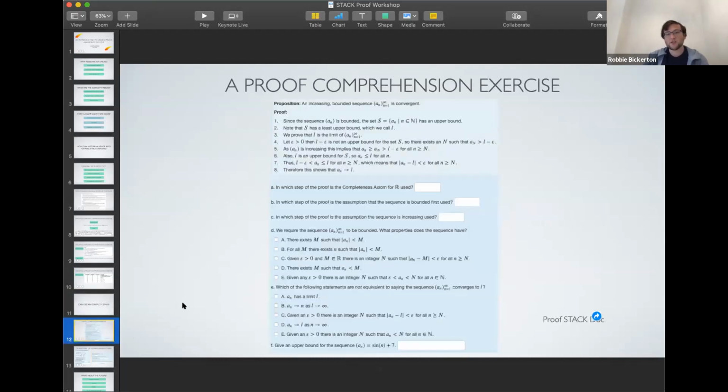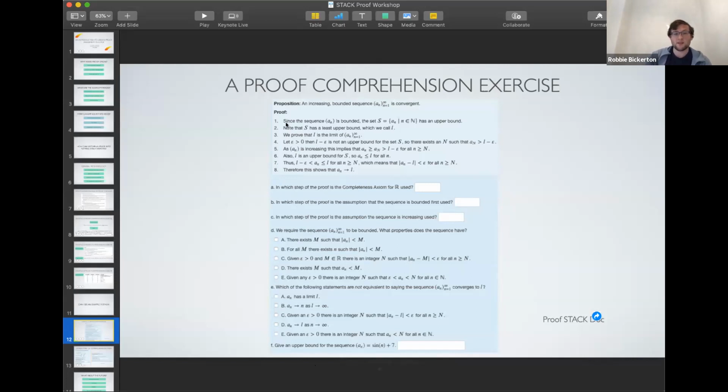So my finished question in STACK looks like this. So we have the proposition and the proof at the top of the page formatted in a separate box. George talked earlier about the div tags that we just implemented in STACK in order to create proof environments. And again, these are to be found within the assessing proof STACK docs. And as you can see, we have the proof that's numbered lines, and then we have 6 questions that we ask the students. So in question A, we're asking where the completeness axiom is used within the proof.